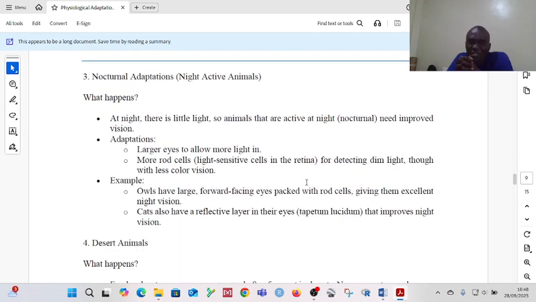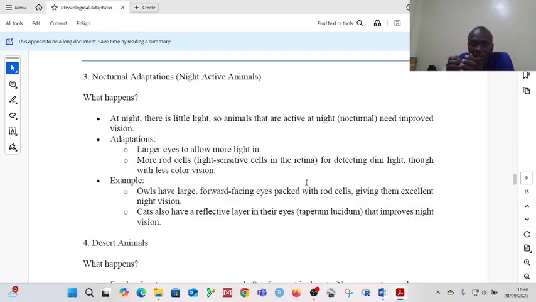There are animals which are active at night. These animals must have some adaptations that enable them to survive at night. So what happens at night? We know there is very little light. So then the animals that are active at night need an improved vision.